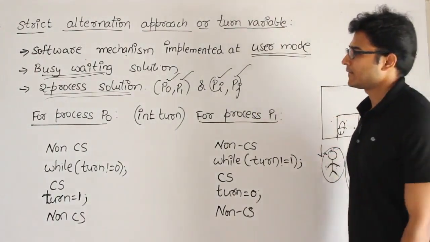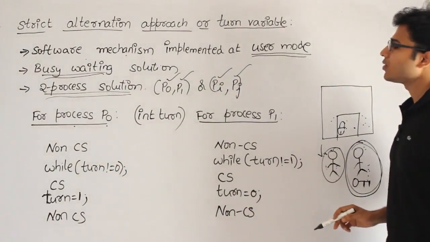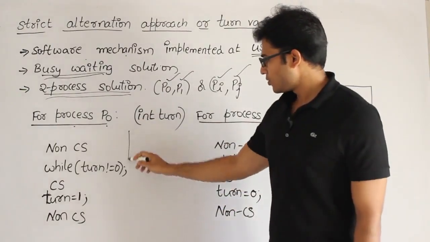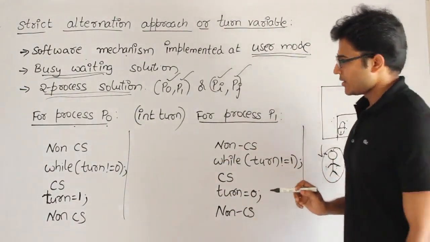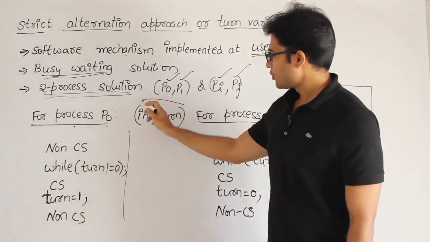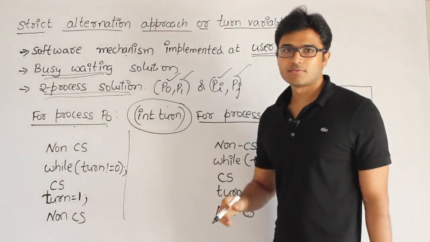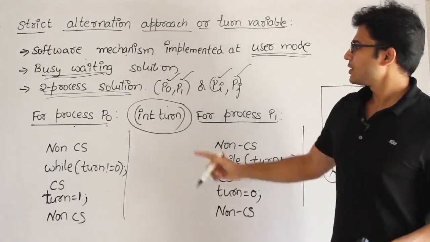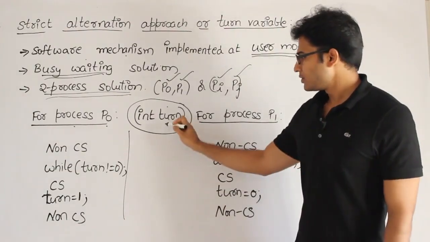right? Now watch it. The code is like this. For process P0 the code is this, and for process P1 the code is this, right? And both of them will share a global variable turn. It is a global variable turn which will be shared by both processes. And assume that the turn value initially is 0. It can be anything. The turn value initially is 0.